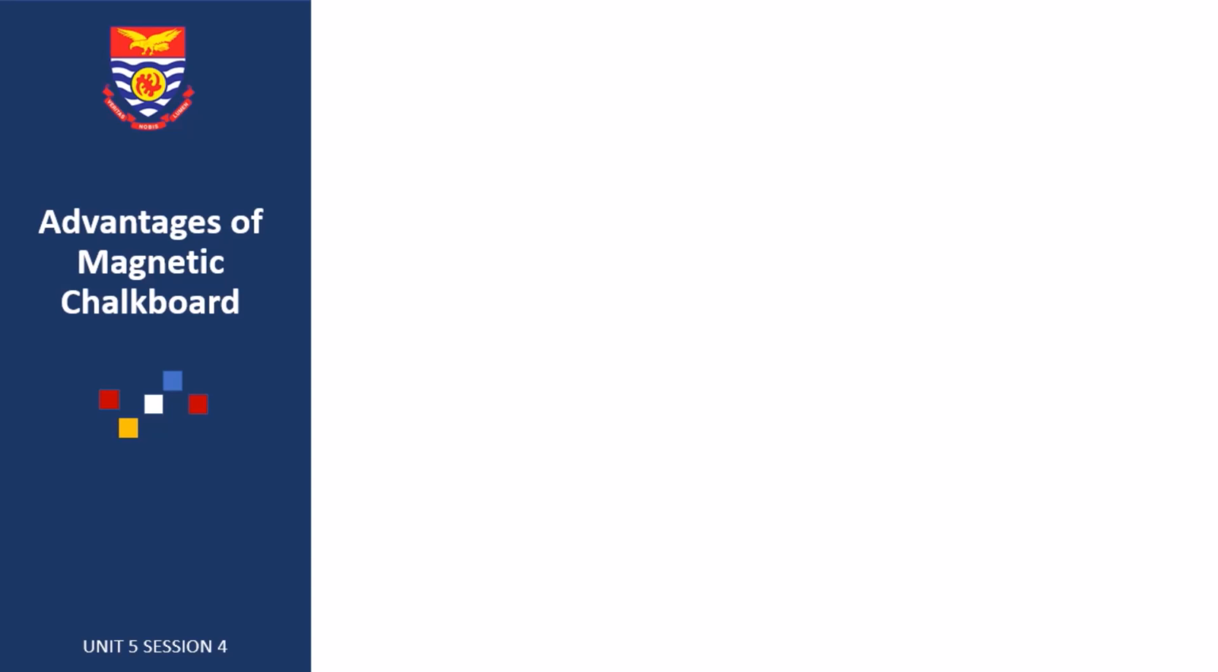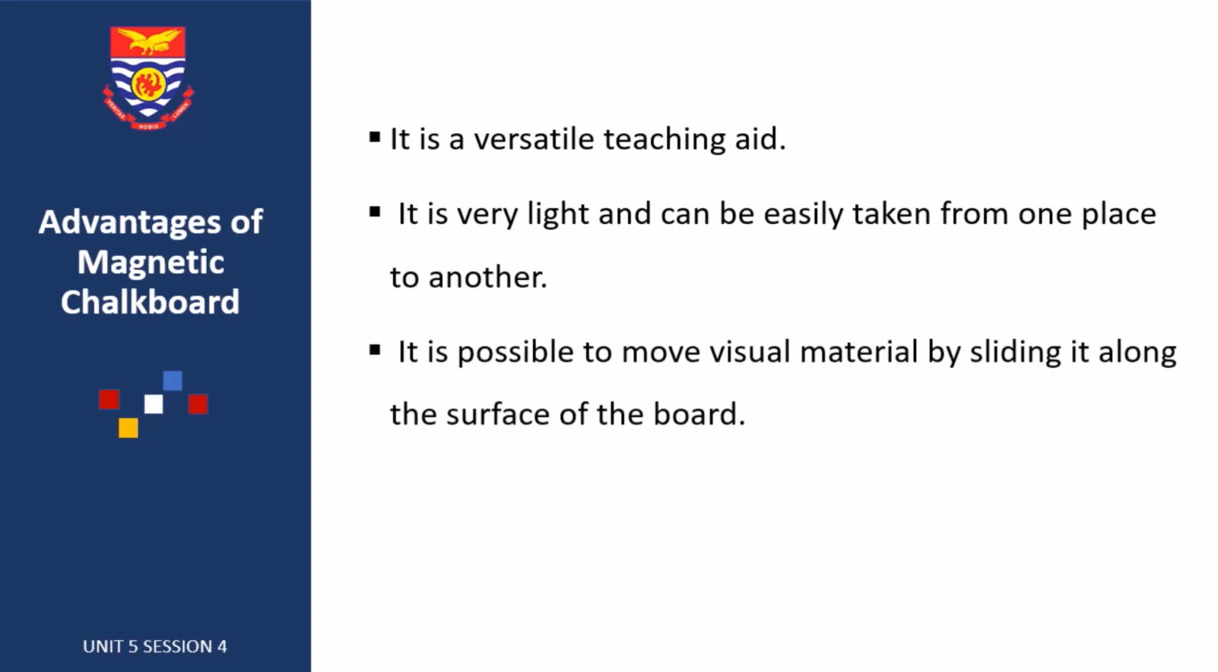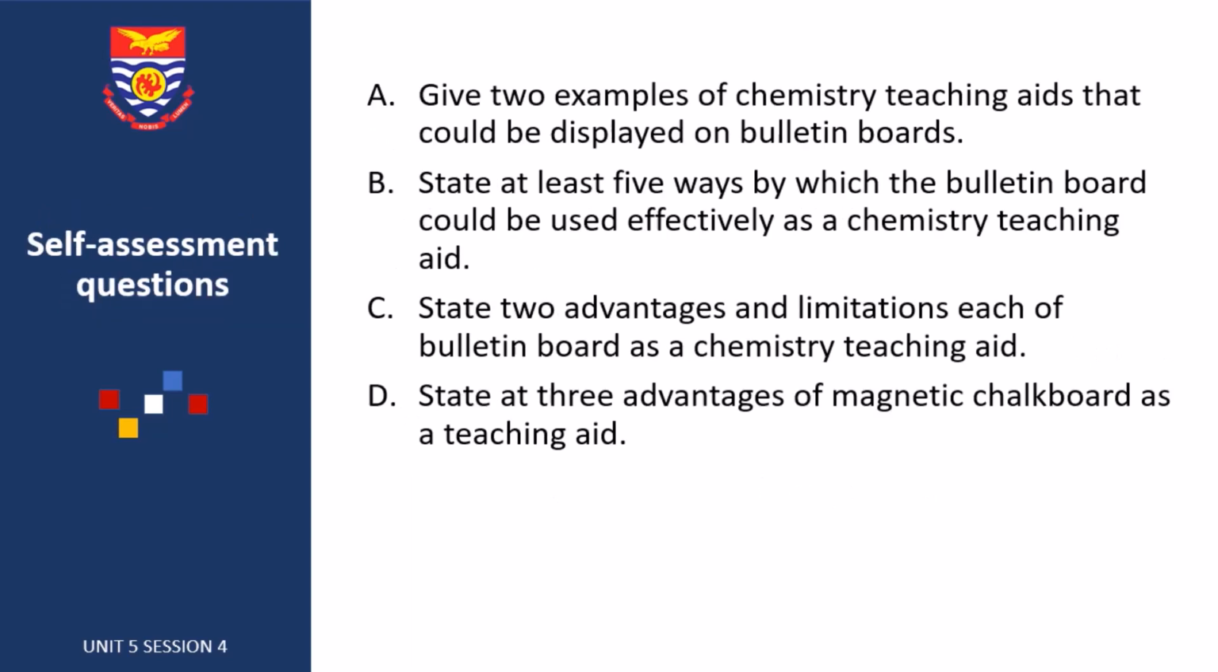Let's look at the advantages of the magnetic chalkboard. One is that it is a versatile teaching aid. It is very light and can be easily taken from one place to another. It is possible to move visual material by sliding it along the surface of the board. It can easily be prepared in the school. That is the most interesting aspect.